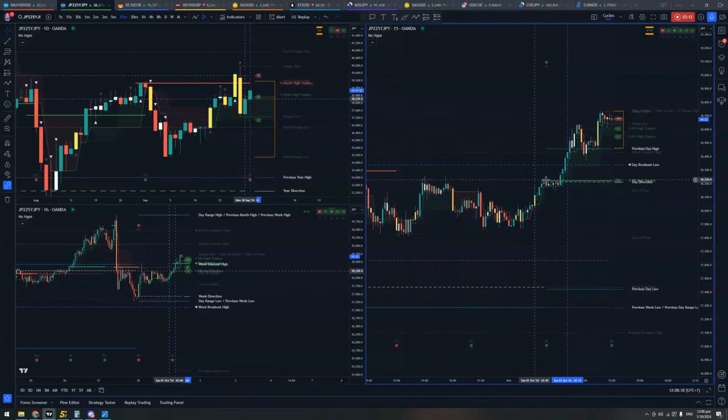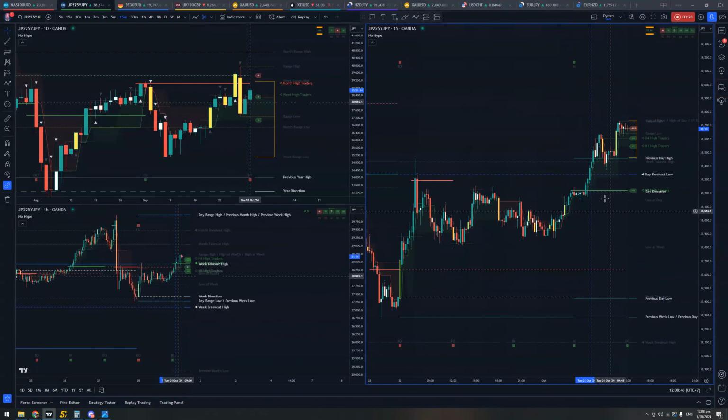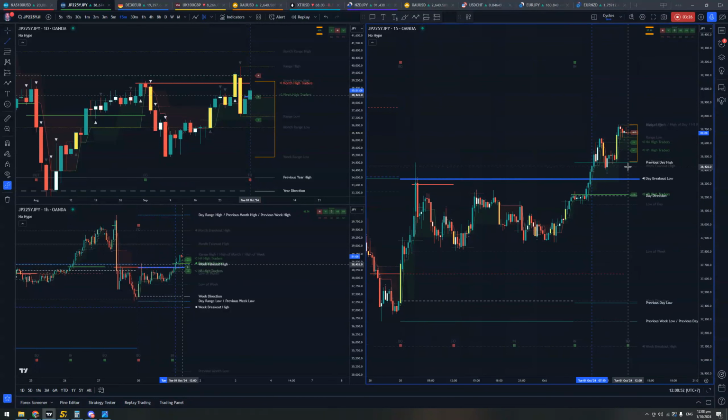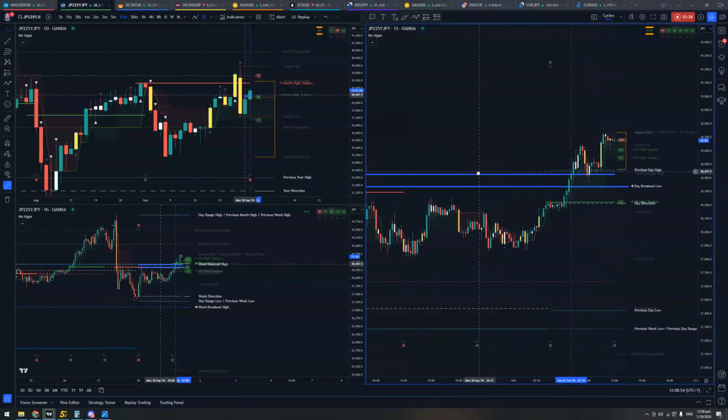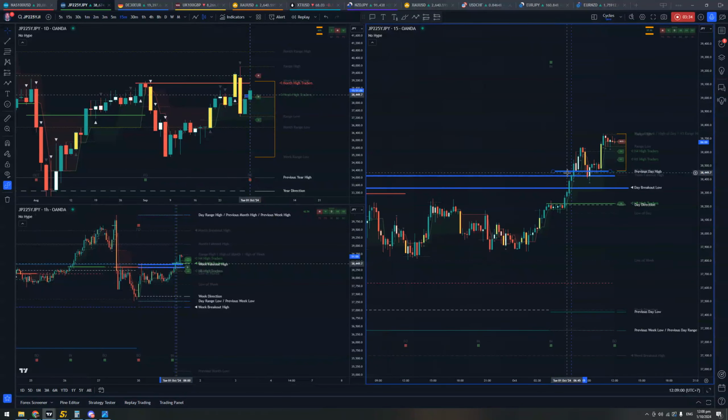We break out above the H8 high. So this turns into a trend breakout. So we're completely bullish on the H8. And once we get above the daily breakout level, I'm overall bullish above this. We got above that weekly fakeout level. So sells are no longer valid. I'm still bullish. We got above the previous day high level as well as that H8 range level. So price is overall bullish.